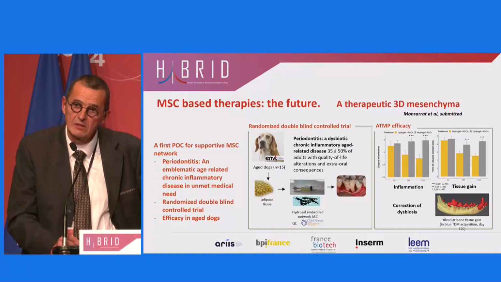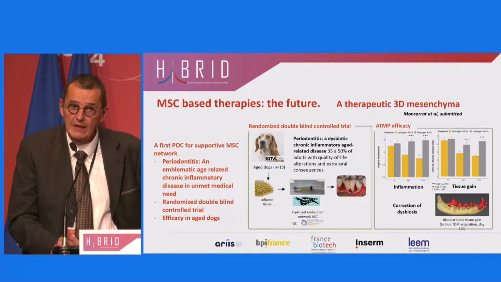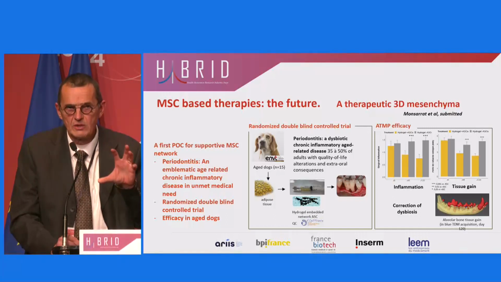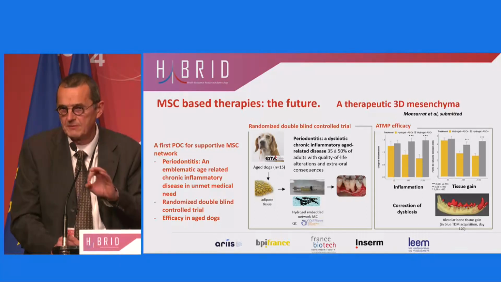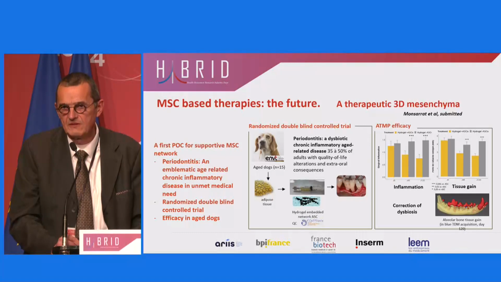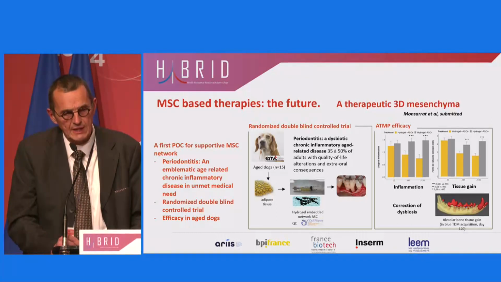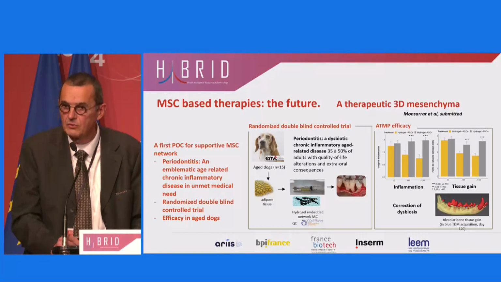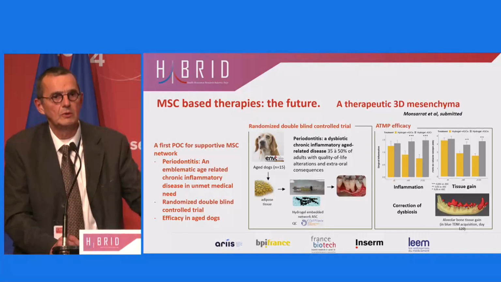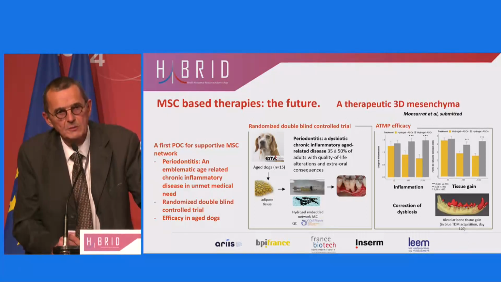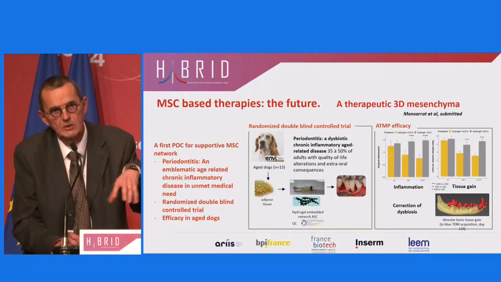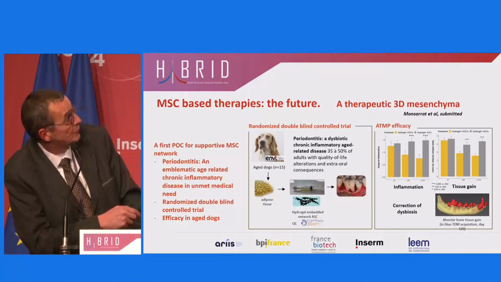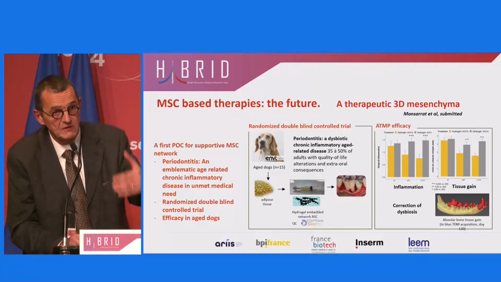In fact, we set up a clinical trial in aged dogs. Aged dogs are a very relevant model because they display exactly the same symptoms and the same features as the disease in humans. Using aged dogs and a strong design, a randomized double-blind controlled trial comparable to a human trial, we were able to demonstrate that if you bring ASC, the network with hydrogel, we are able to improve inflammation with decreased bleeding.